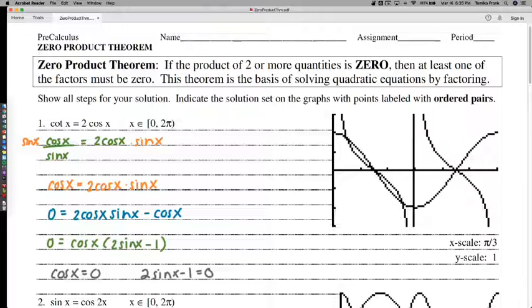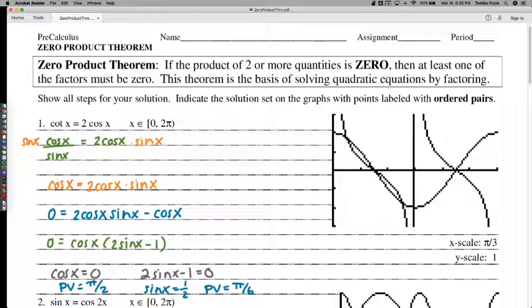Okay, so the cosine of x, that is going to yield a principal value, right? We're looking for the angle whose cosine is 0. The angle whose cosine is 0 is pi over 2. That's our principal value there. And then here, we're looking for where sine of x is 1/2. We're looking for the angle whose sine value is 1/2. That is going to yield a principal value of pi over 6. That's the angle whose sine is 1/2.